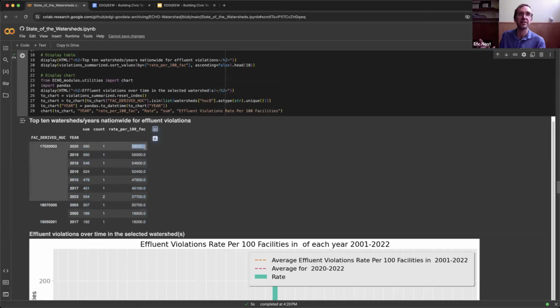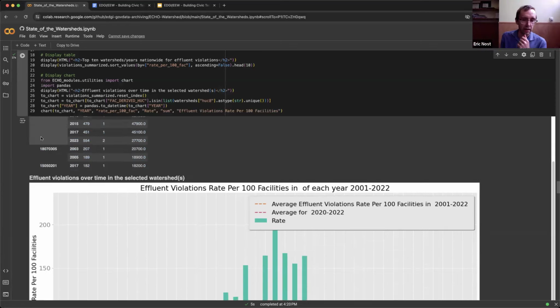And the reason for that is historically, EPA doesn't keep track of how many facilities are regulated. Like, we don't know how many facilities were regulated in 2007. Or it's not easy to access that information. So we can't do it out of the whole.